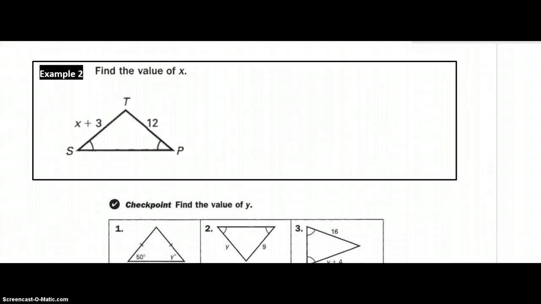Example number 2. Find the value of x. How do we do that one? x plus 3 plus 12 equals 180. Do we agree? Anybody? Agree? Disagree?